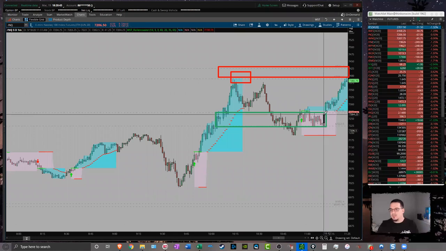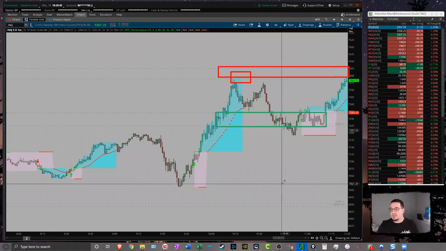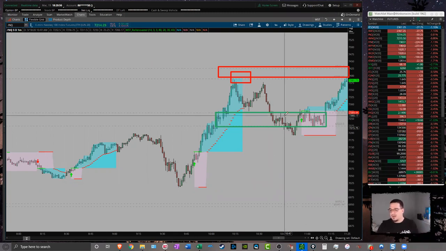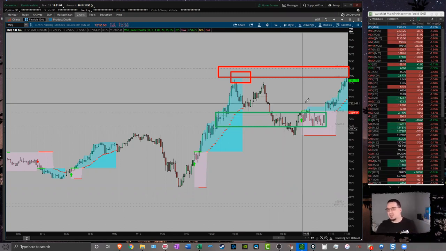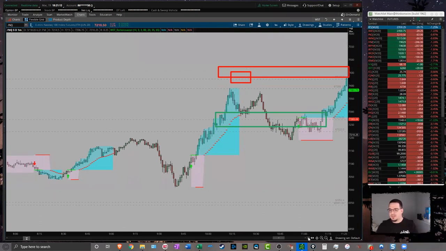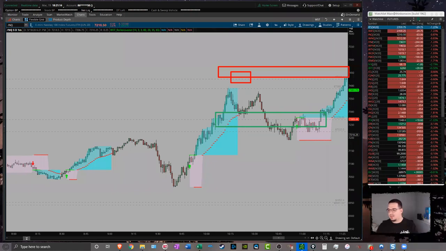And it could be a good place to take some off, if you got multiple contracts, it could be a great place to take some off, right? Or if you want to just do it the simple way, just let the trade continue and wait for that trailing stop to get taken out before you close your trade. Make sense?